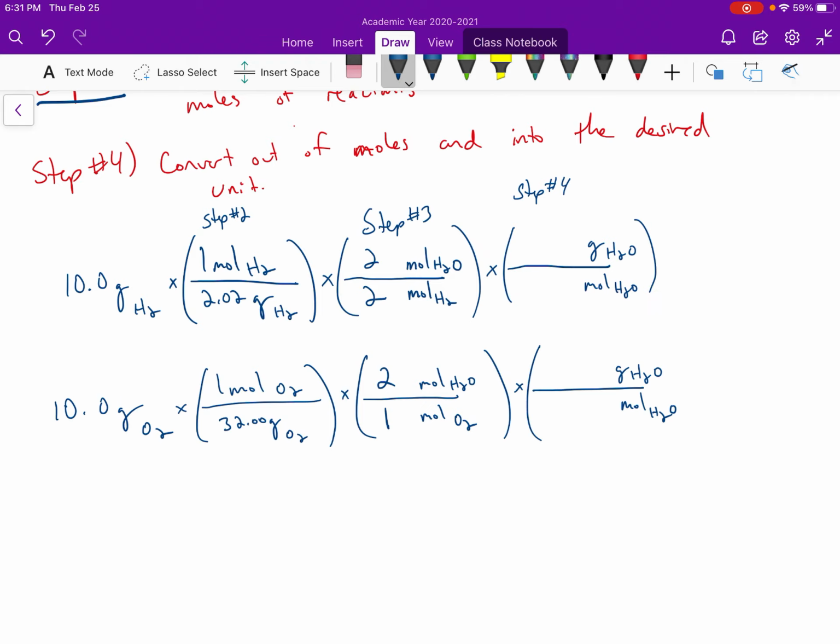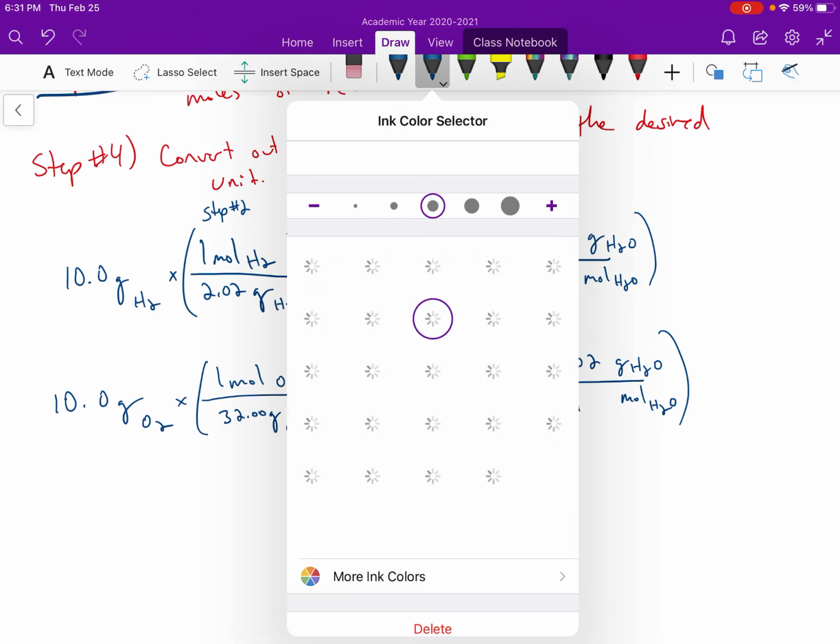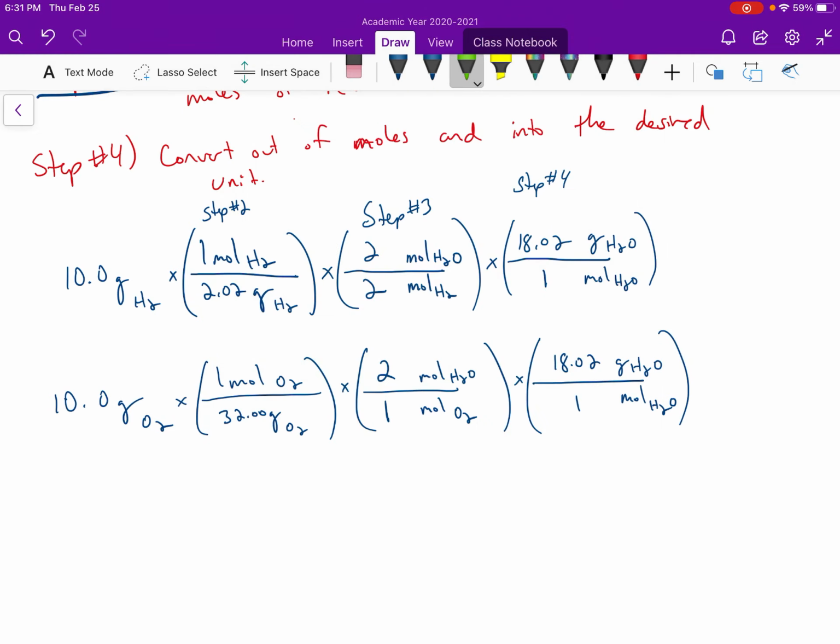What is the relationship between grams and moles of water? That is always true. I'm going to go to the periodic table and say that 1 mole of water is 18.02 when you add it all up. Okay? And now I'm done. I am in my desired unit, which is grams of water. All right? So let's do the math. Let's get some numbers and then figure out which one to use.